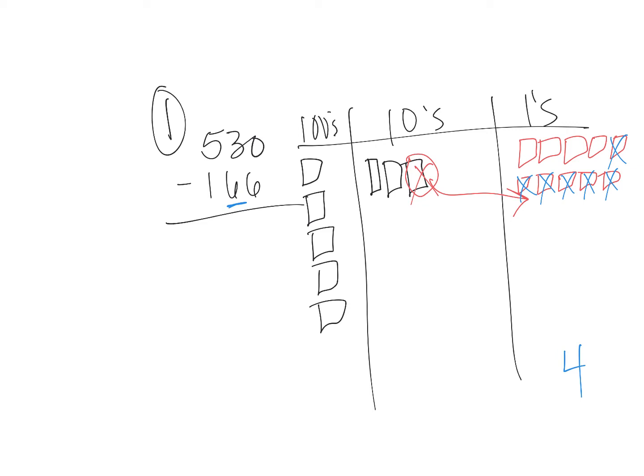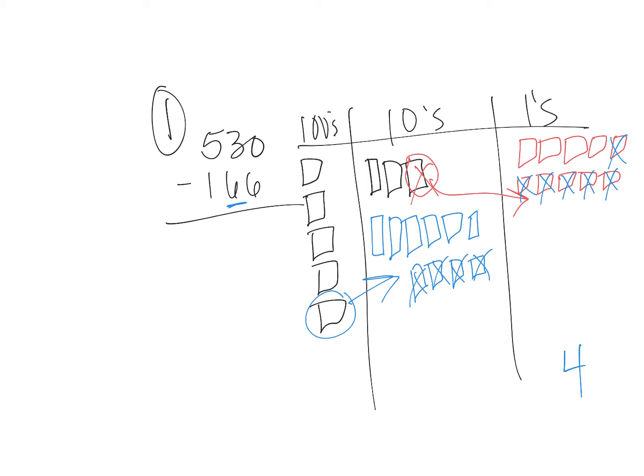Yep, I need to borrow 100. So I'm going to take this 100, slide it over here, turn that 100 into 10 tens. 1, 2, 3, 4, 5, 6, 7, 8, 9, 10. Now I have 10 tens plus my other 2 tens, so I have 12 tens altogether, and I need to take away 6 of them. So I'm going to take away 1, 2, 3, 4, 5, 6.